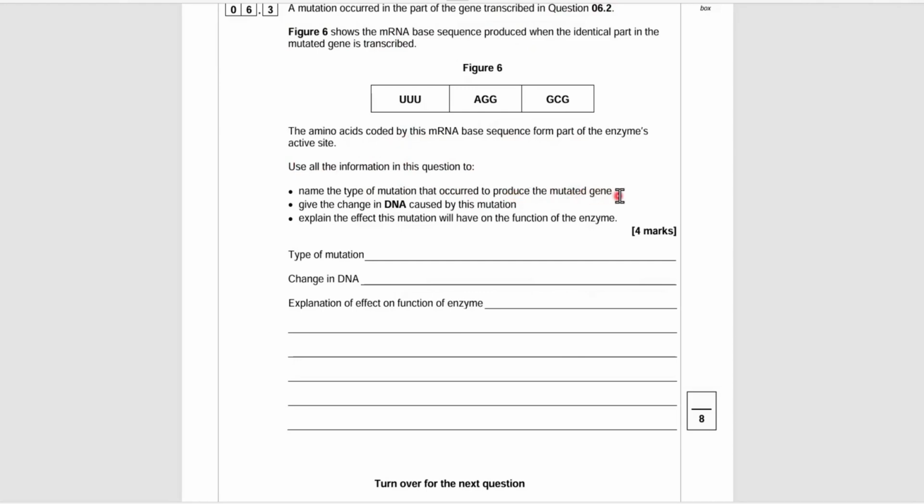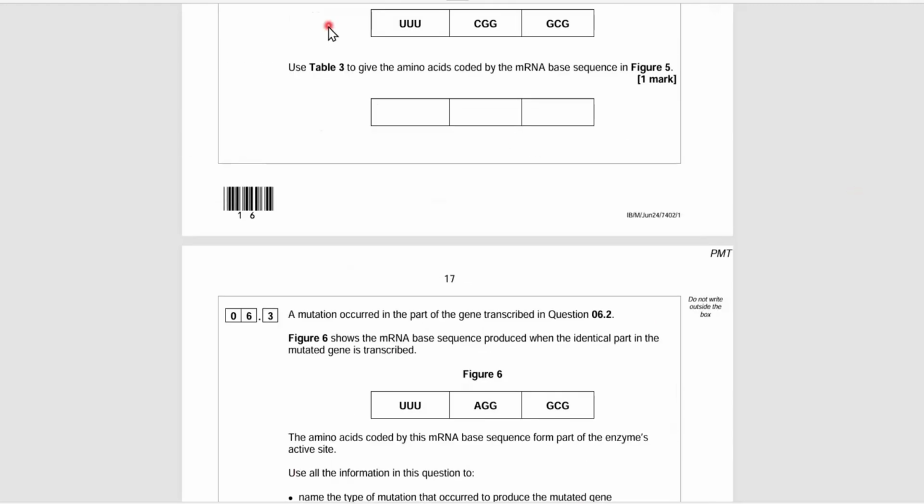Use all the information in the question to name the type of mutation that occurred to produce the mutated gene, give the change in the DNA caused by the mutation, explain the effect this mutation will have on the function of the enzyme. It's worth 4 marks, and they've spaced it out nicely for us like this. So what we need to do is zing back up and see what the differences are.